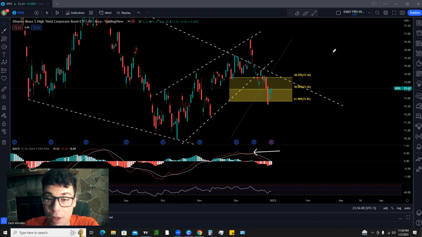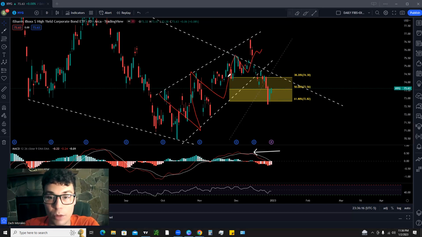So, TLT may be lagging a little bit and HYG may be a leading indicator, or this thing could be wrong, right? And there could be a divergence and we could see the market continue to head lower. But ultimately, things have been following the overall analysis very well, right?